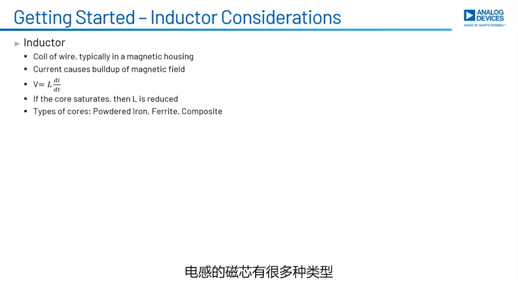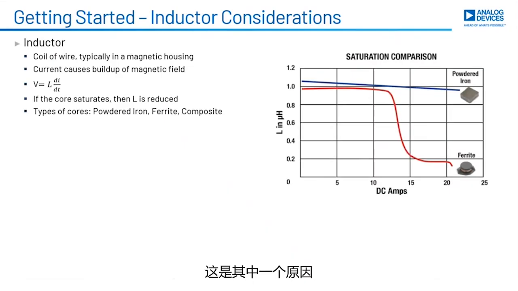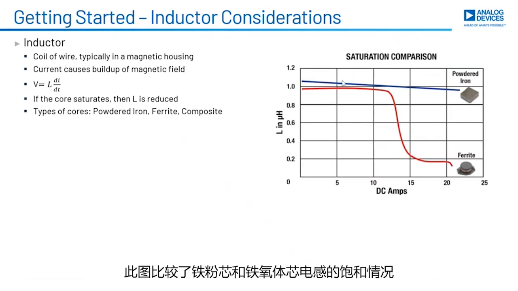There are several different types of cores for inductors. There are powdered iron cores, ferrite cores, and composite cores. And why do we care about the type of core? Well, this is one reason why. This graph shows what the saturation comparison looks like for powdered iron and for a ferrite inductor.